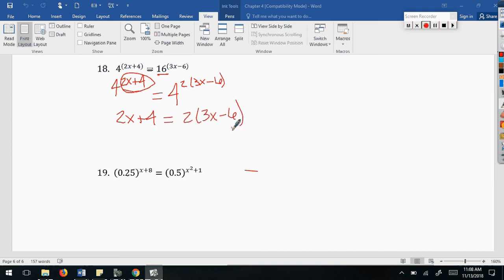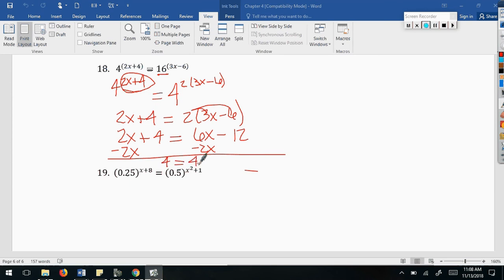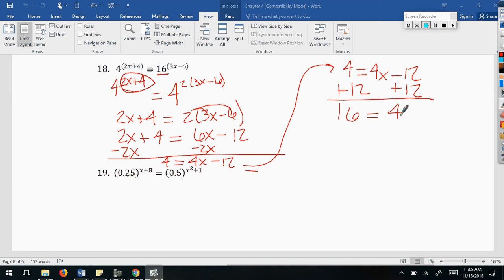So now I can just solve the simple linear equation. I have 2x plus 4 equals 6x minus 12. So get the x's together, subtract the 2x, and I have 4 equals 4x minus 12. Add the 12 to both sides. 16 equals 4x. Divide by 4, and 4 equals x. Okay, on to the next one.